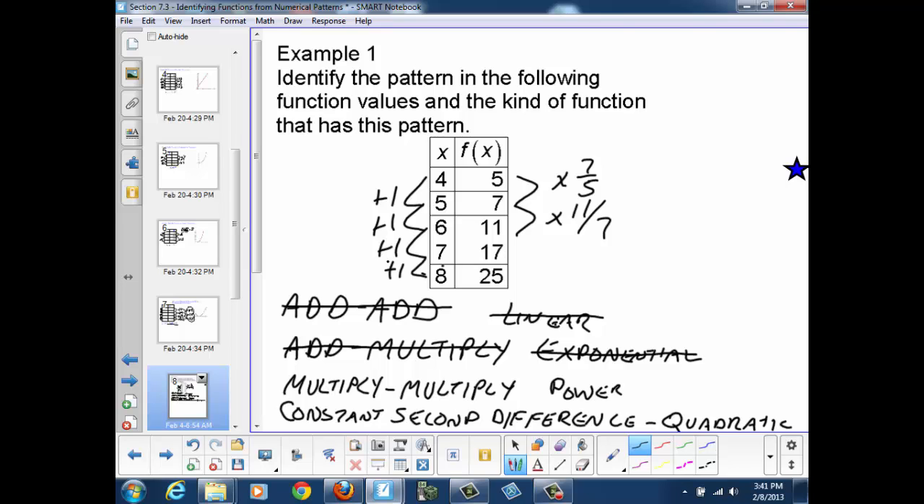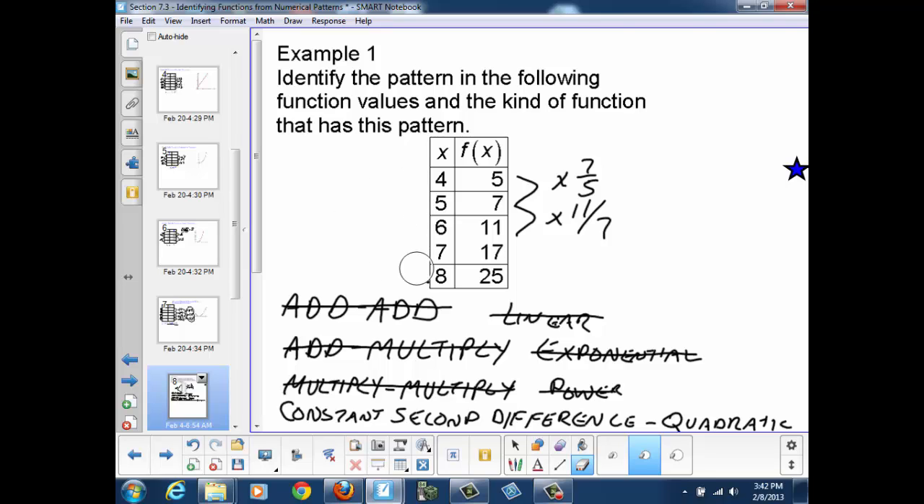So let's look at multiply. If I try to establish a multiplication pattern for my x's, let's see. If I multiply 4 by 2, I would end up at 8. But if I multiply 5 by 2, I end up at 10. And 10 isn't a value in our table of values. So we can't actually test for the multiply, or power function. In this case, there's just not enough data, or not the right data, to test for multiply.